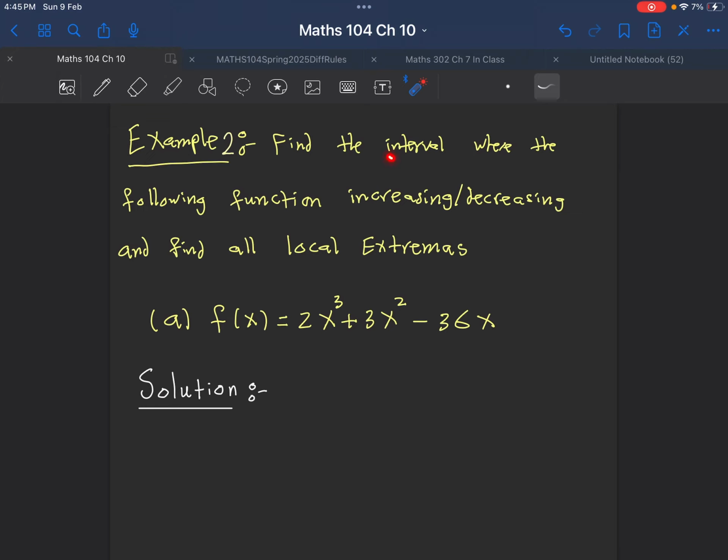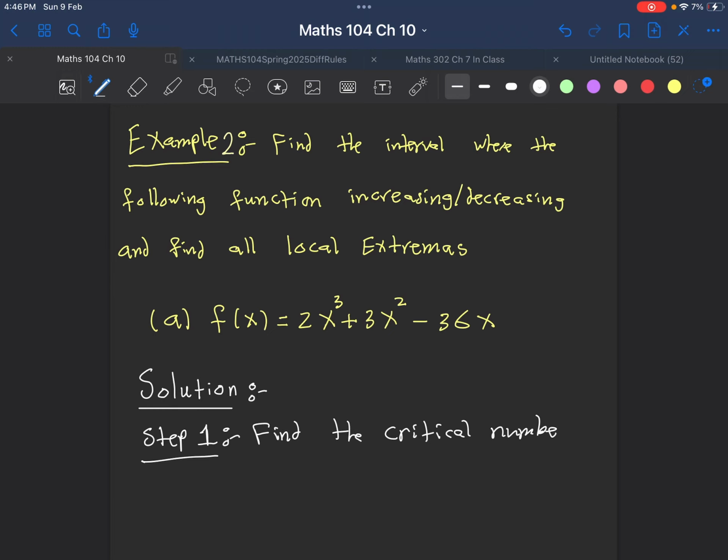Okay, now let's see an example where we need to find the intervals where the following function is increasing and decreasing, and we need to find all the local extrema. Remember, a local extremum is either a local maximum, where the function attains a maximum, or a minimum. So this is a question where we have a step-by-step way to solve it. Step number one, find the critical numbers.